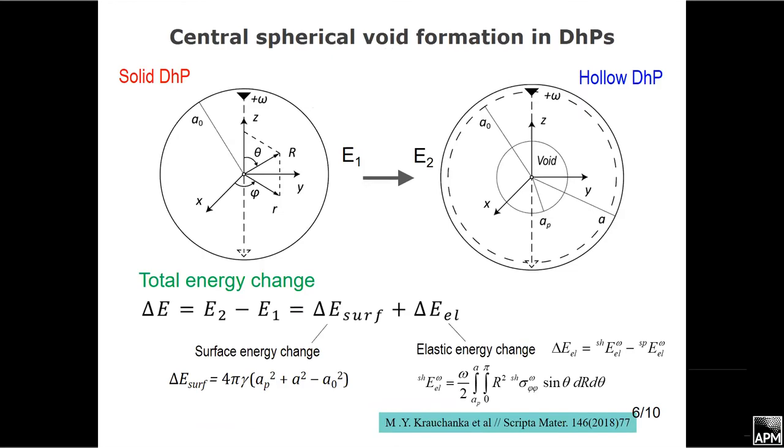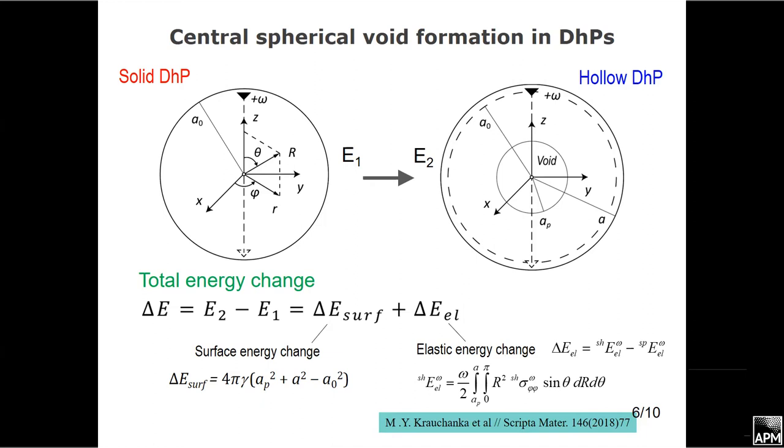Okay, let's move on to the model. We consider the initial state of the decahedral particle, a solid decahedral particle with the wedge disclination and with the energy E1, and the second state, that is of the decahedral particle with the internal void, and the energy E2. The total energy change of the system can be calculated as a sum of two contributions: the surface energy change and the elastic energy change of the system.